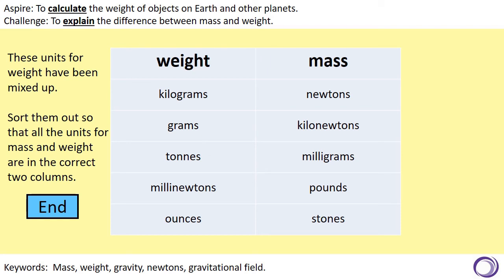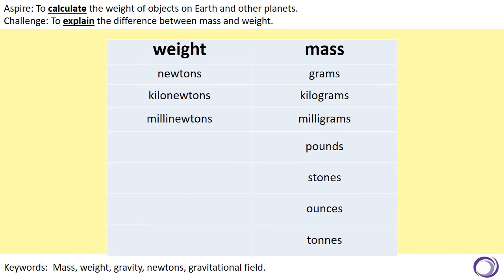Now you will have done really well if you get these right, because there's a few weird things in there like pounds and stones and ounces that are old-fashioned. We call them imperial, that your grandparents would probably be more familiar with. So there we go. For weight, we've got newtons, kilonewtons, which is 1,000 newtons, and millinewtons, which is 1,000th of a newton, like millimetre is 1,000th of a metre. And then on the mass side, we've got grams and kilograms. Remember, kilograms is the one that we put into our equations in physics.